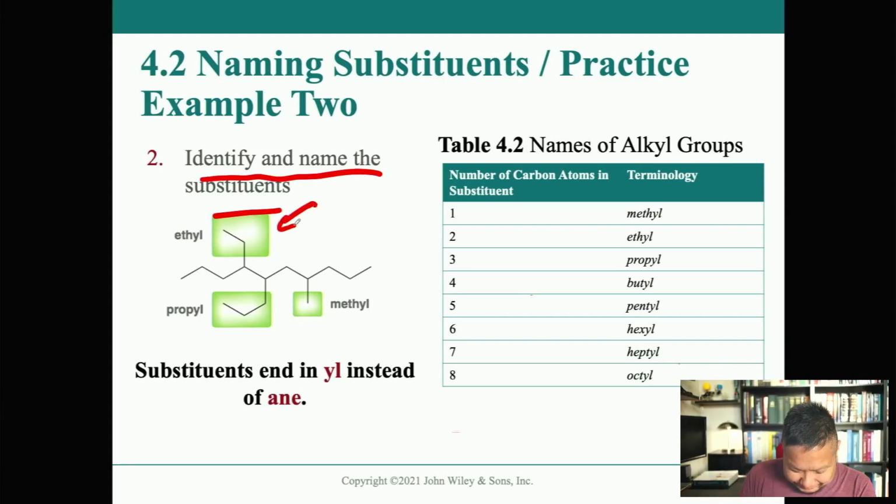So we have the methyl group there, we have the propyl group there, and then we have the methyl group there. So the moral of this slide is that when you have a substituent, the Greek word for the number ends in -yl, like propyl, instead of -ane, like dodecane or decane.